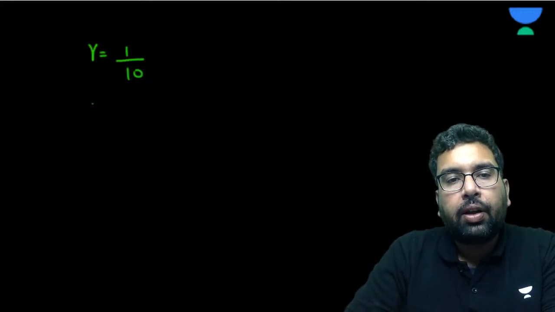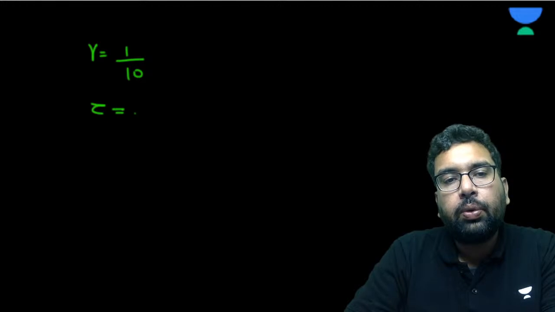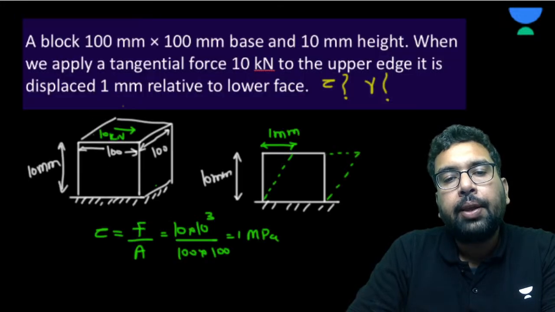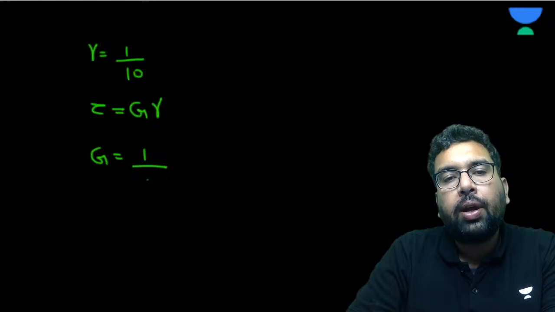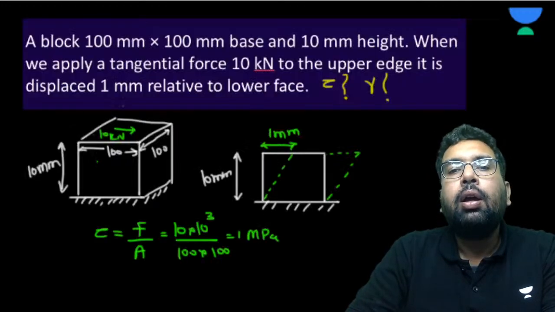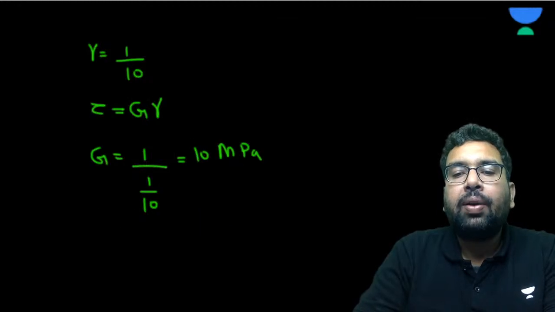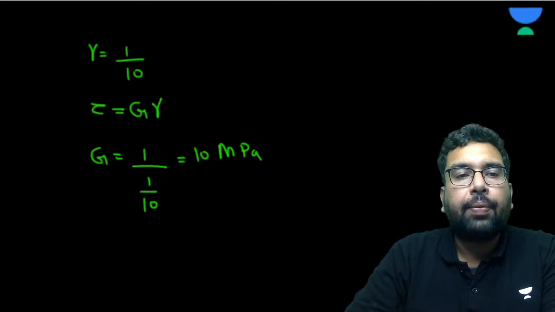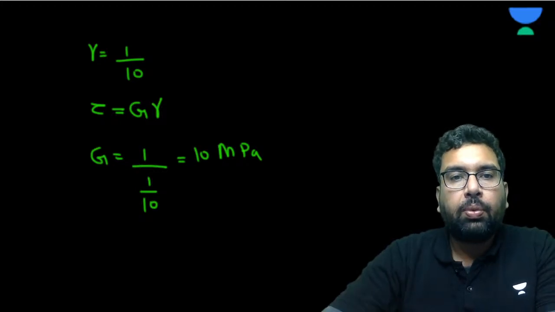Right, now if I ask you the G, we know tau is equal to G times gamma. So if the shear modulus is asked, what is the shear modulus? This is going to be tau, that is 1 megapascal, upon 1 by 10, because gamma is 1 by 10. So this will become 10 megapascal. So everything you could have found from here, right? Now let's try one more question.